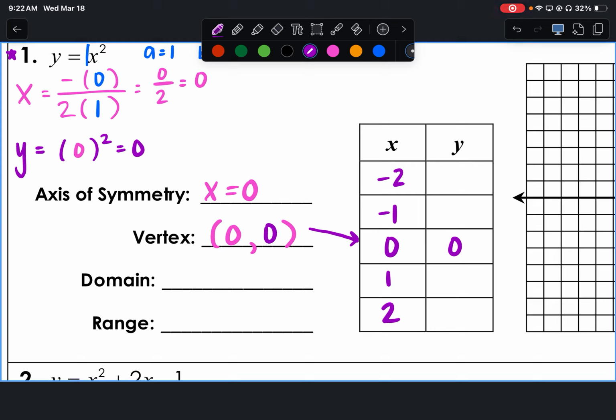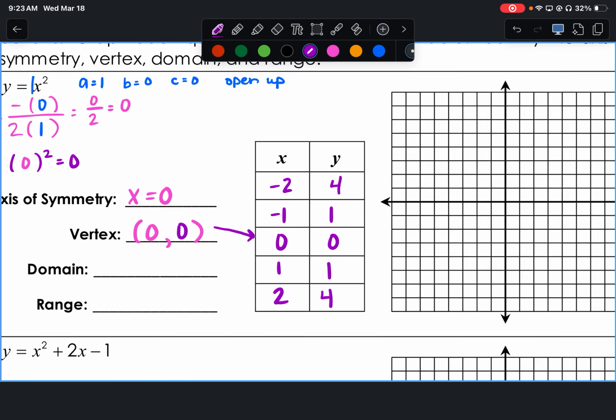Using that table in your calculator, when x is -2, what is y? 4. When x is -1, what is y? When x is 1, what is y? When x is 2, what is y? Parabolas are symmetric. Those 2 points should be the same, and those 2 should be the same every single time, okay? So now we're going to go ahead and graph everything.